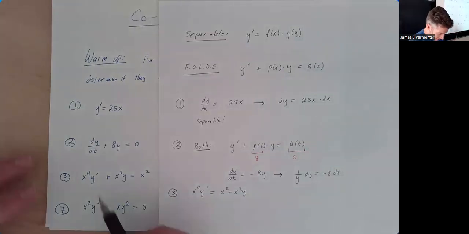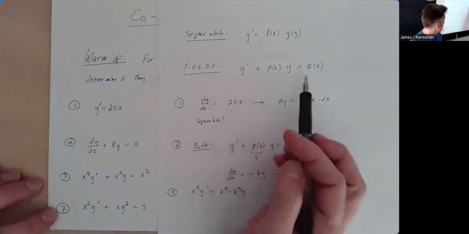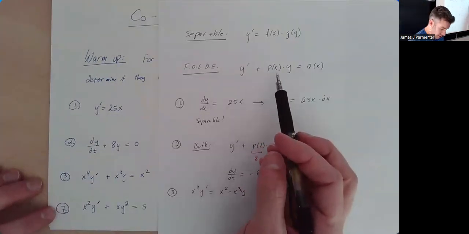I do have them here. I have a y prime, I have a y to the first. I need to rewrite it in this format just to make sure that I can actually see that it's first order linear. But that's not too hard to do.